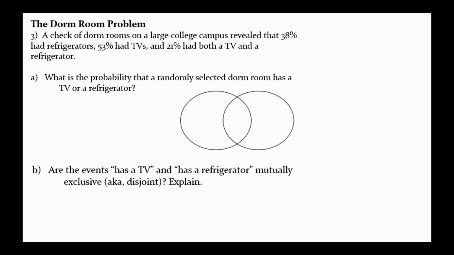Remember yesterday I told you there are 4 ways to solve these types of problems. The first way was Venn diagrams. The second way was two-way tables. The third way was tree diagrams. And the last way is using the formulas.